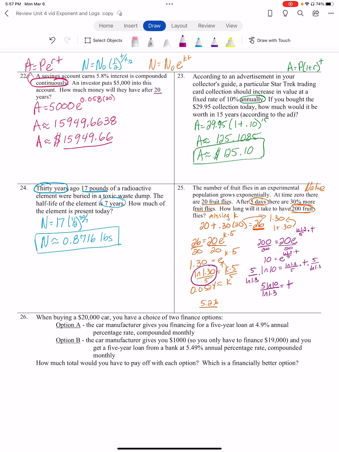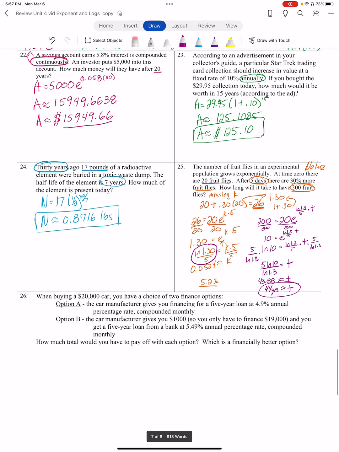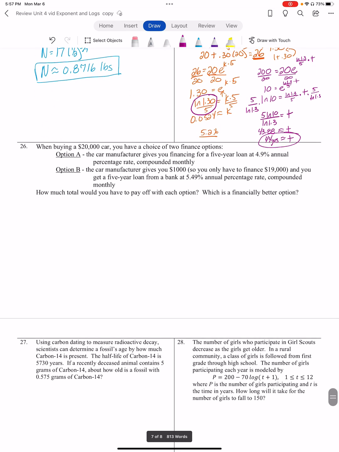And you should get approximately 43.88, or t is approximately 44 years. Hopefully I put that in the calculator right. Yeah, okay, so I wanted to double check it. Okay, so that's that one.